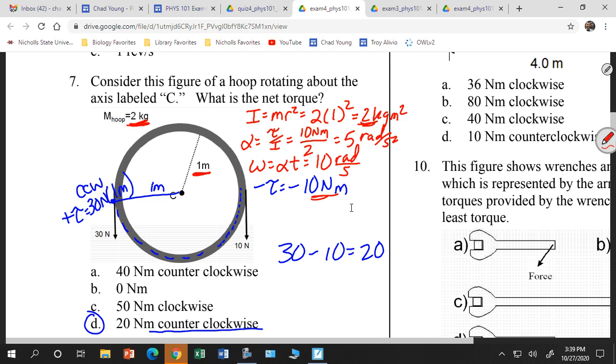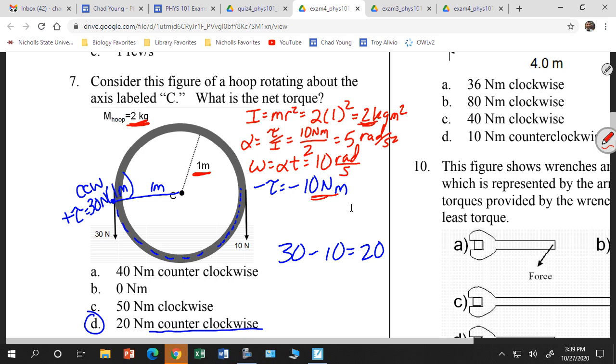Chris, does that answer your question? Yeah. So be prepared to see shapes other than bars, right? Or even a system of discrete particles where you're applying the torque to those.